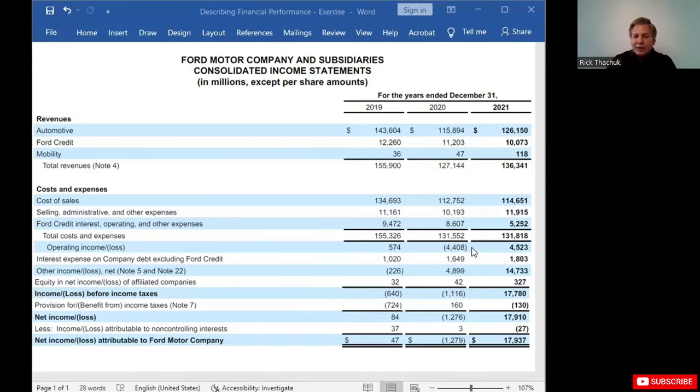So we can see that income related to the production and sale of cars and trucks went from a loss of 4.4 billion US dollars in 2020 to a gain of 4.5 billion US dollars in 2021. Take a look at the next line item, interest expense on company debt. Okay, there's a slight increase there, but I don't think that's enough to warrant mention in our description. Take a look at other income. Other income went from 4.9 billion US dollars in 2020 to 14.7 billion US dollars in 2021. That's an increase of almost 10 billion, I think 9.8 billion dollars. Okay, that's pretty significant.